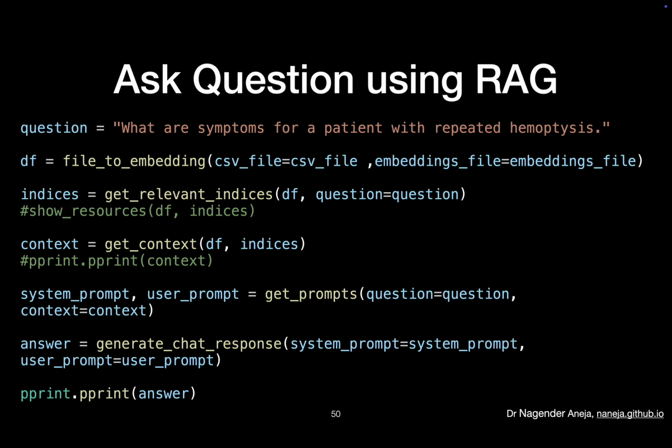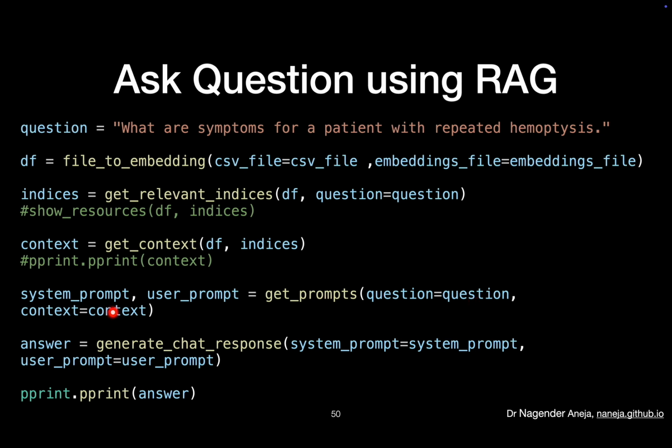And then we are saying get context. So these indices will be passed to get context. This get context will get the text corresponding to these indices, will merge those and will create one large paragraph, which is the context. And now we have the context, we have the question. So this is the information from the knowledge base. This is our question. And we're going to give this to the get prompt.